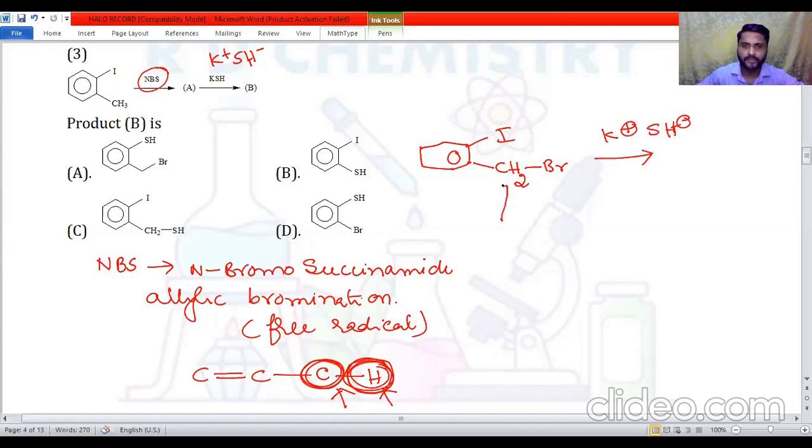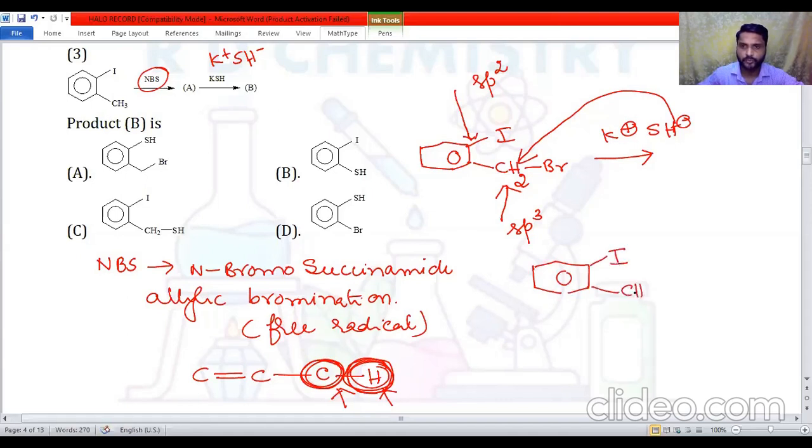There are two types of the halogen. One halogen attached to the sp3 carbon atom. Another halogen attached to sp2 carbon atom. Now which halogen can be removed? Which is attached to the sp3 carbon atom, remove. So therefore I can get a product: benzene ring attached to the iodine, then CH2 now attached to the SH, right? So this compound is there in option number C. So we have got answer option number C, right?